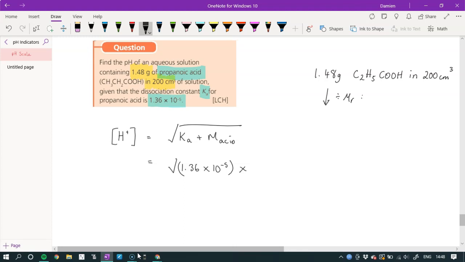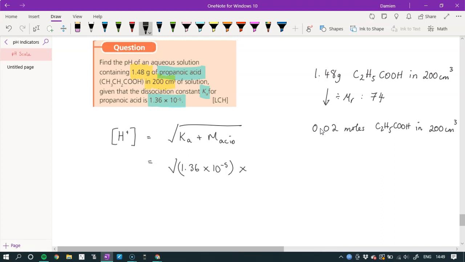To go from grams to moles, you're going to divide by the molecular mass. So the molecular mass of C2H5COOH is going to be, well, let's work it out, 74. So 1.48 divided by 74. So we're going to get 0.02 moles of C2H5COOH in 200 cm cubed.